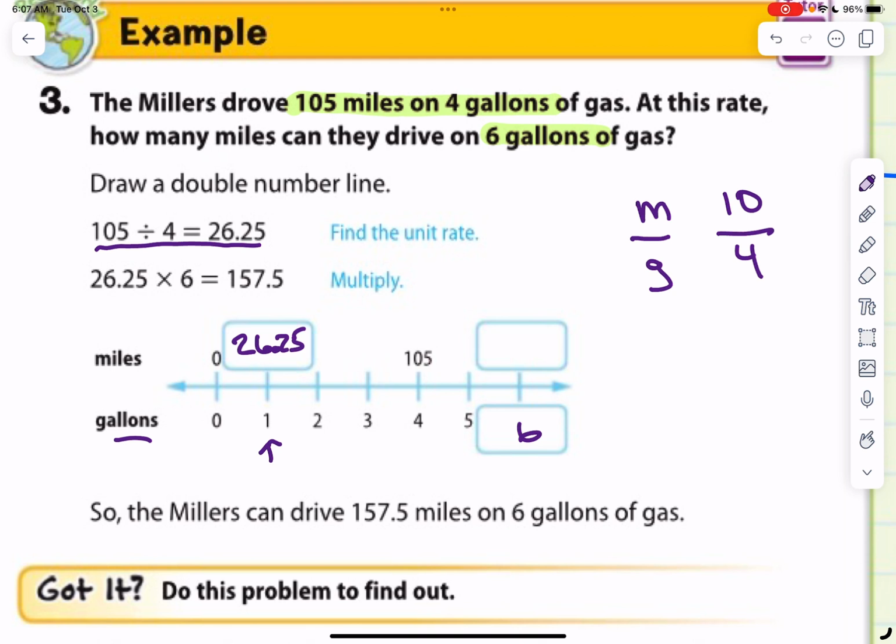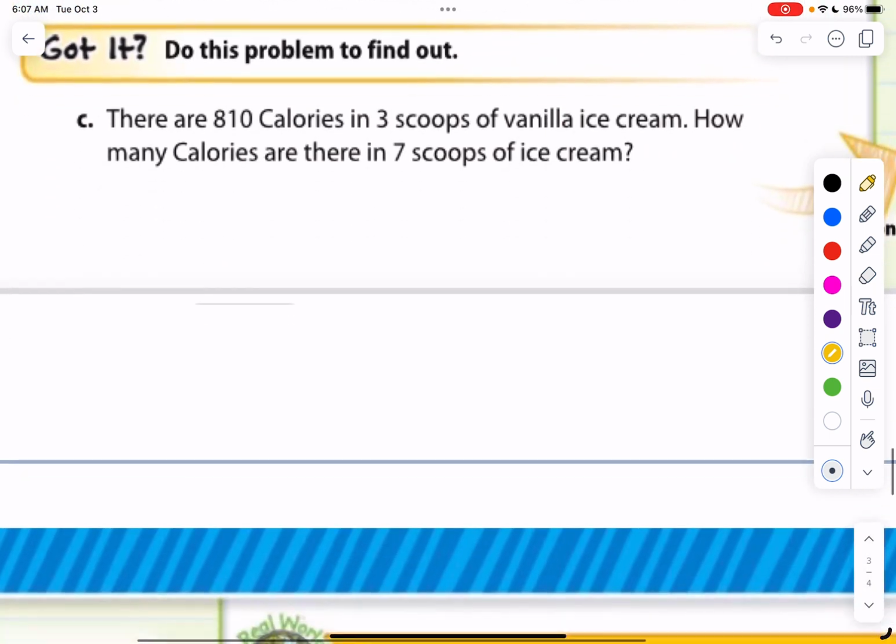So that means if we multiply 26.25 times the number of gallons we actually are going to use, we get 157.5 miles on 6 gallons. Cool.